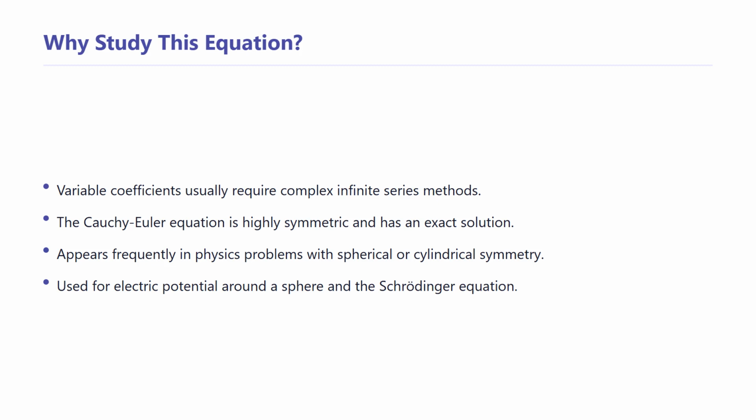Before we look at the math, let us understand why this equation matters. Normally, when a differential equation has variable coefficients instead of constant numbers, it becomes incredibly difficult to solve. We often have to rely on complex infinite series. But the Cauchy-Euler equation is a beautiful exception. It is highly symmetric, allowing us to find an exact solution easily.